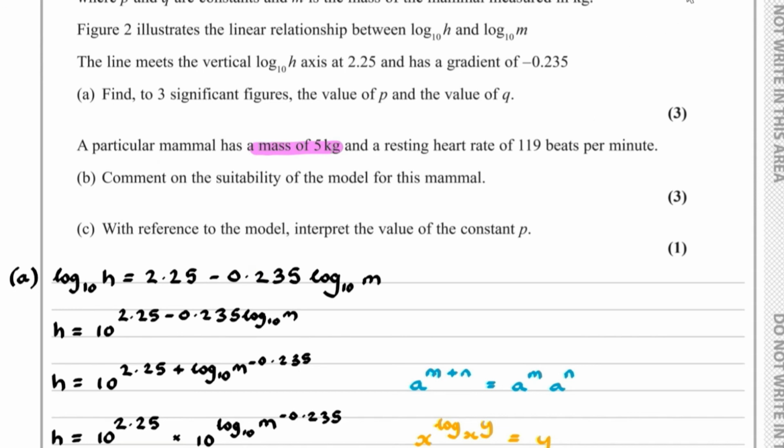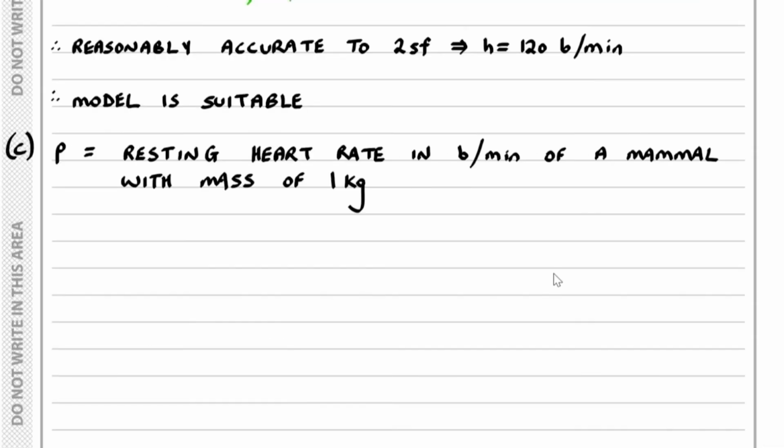Now for part C of the question, with reference to the model, we have to interpret the value of the constant p. Quite simply, p is the resting heart rate in beats per minute of a mammal with mass of 1 kilogram.